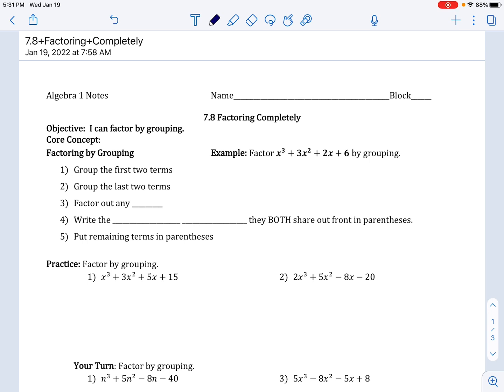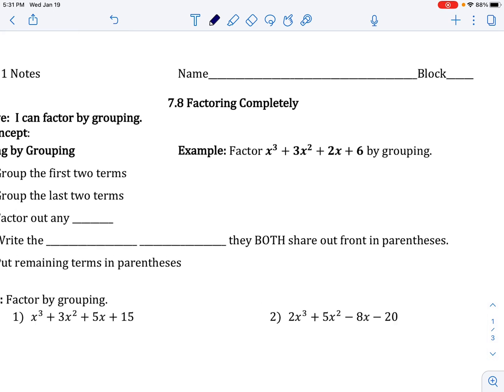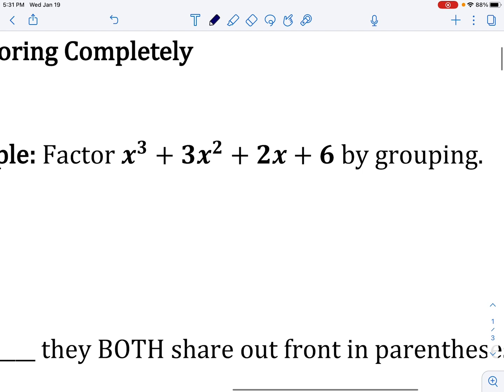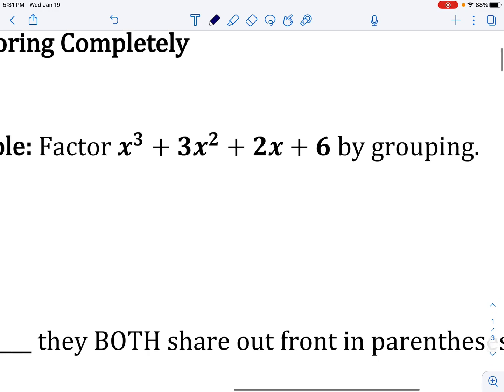Okay, so we're going to factor by grouping. And we use factor by grouping when we have a four-term polynomial, when our polynomial has 4 terms. So if you look at the example on the screen, it has 4 terms. So we have to group the terms together and then we can factor out.